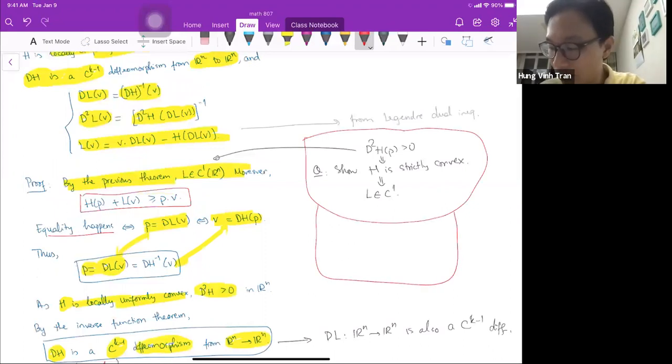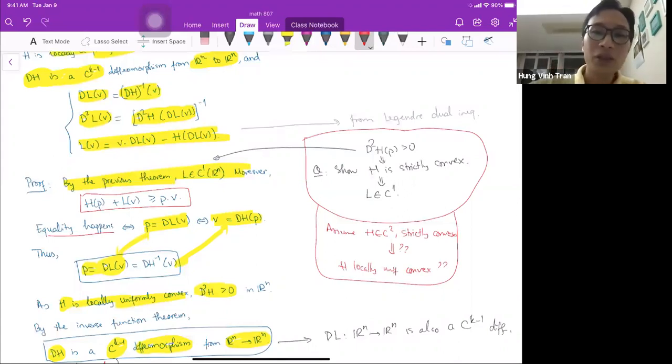So if you assume that H is in C^2 and strictly convex, then can you imply that H is locally uniformly convex? Right. Yes. That's very good, and why don't you think about it? And then I'm going to post this question on Canvas, and then you guys can have fun discussions.